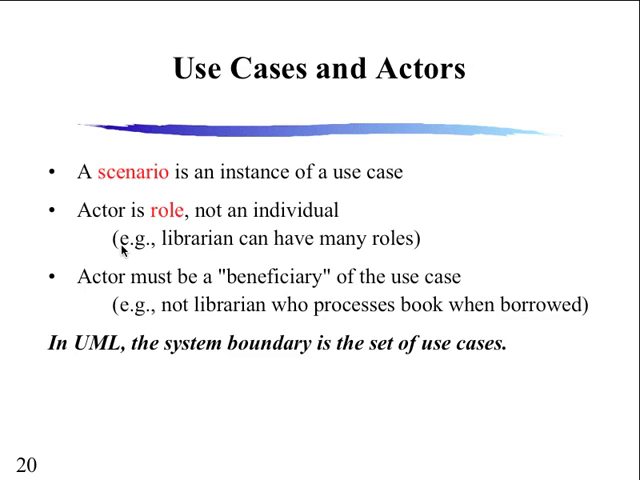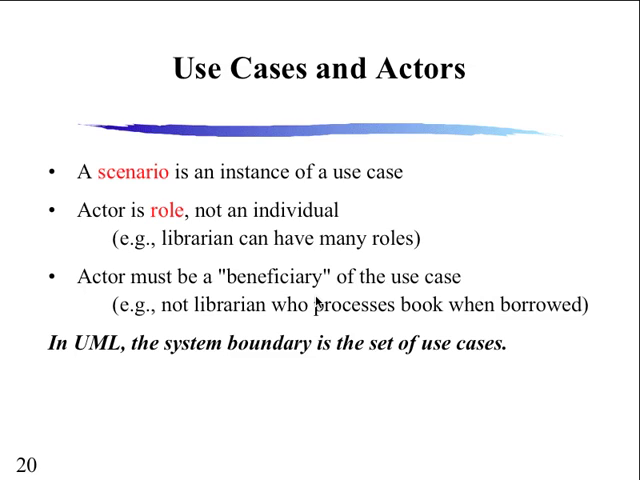So the scenario is an instance of the use case, and the actor is the role, not an individual. So it's kind of like going back to the entity concept, the object concept. A librarian can have many different roles, can do many different things. And the actor must be a beneficiary of the use case, hopefully. Must be part of it, receive something or give something.